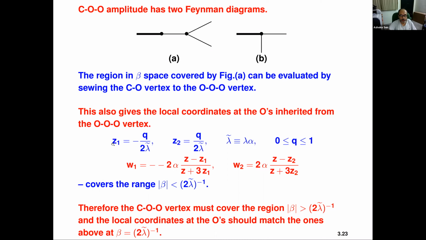So the location of the closed string puncture, we place at i. The locations of the open string punctures will be at minus Q over 2 lambda tilde and plus Q over 2 lambda tilde. So indeed, as Q goes to 0, the two punctures come together. So this you can identify as your beta. Lambda tilde is lambda times alpha. It's not a new parameter. It's just a combination of the old ones. Q, as usual, ranges between 0 and 1.